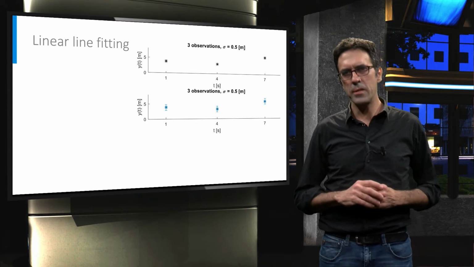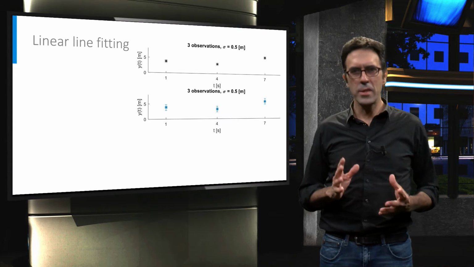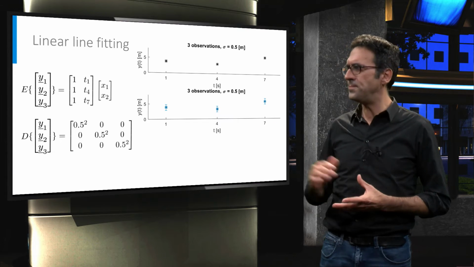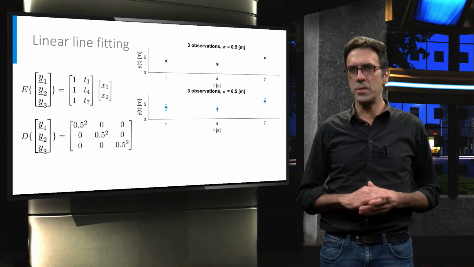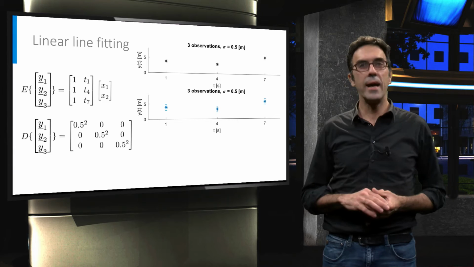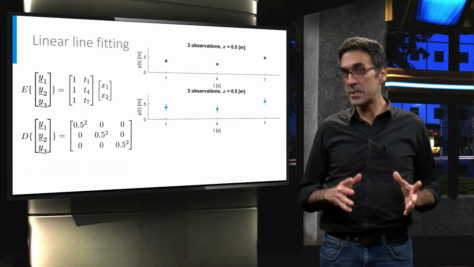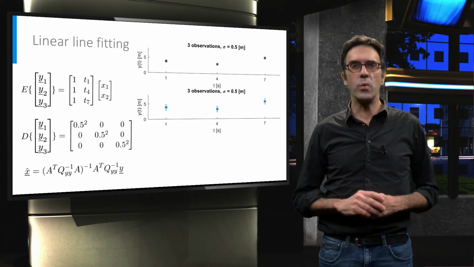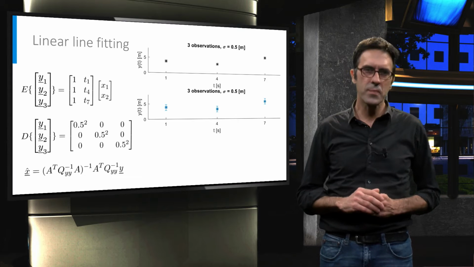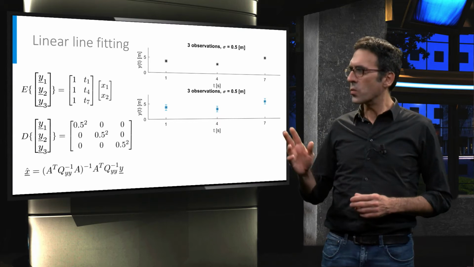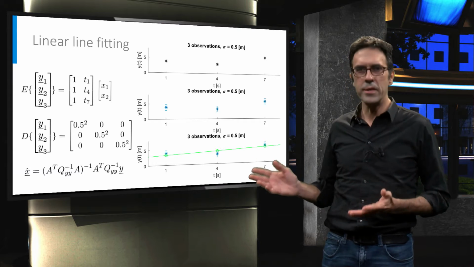If we are interested in the parameters of a linear model based on these observations, the mathematical model looks like this, where the vector of unknowns includes an offset, which is x1, and a velocity, which is x2. And using the best linear unbiased estimator equation, we find the best linear model through these observations. We indicate this here with the green line. Let's move this plot to the top.